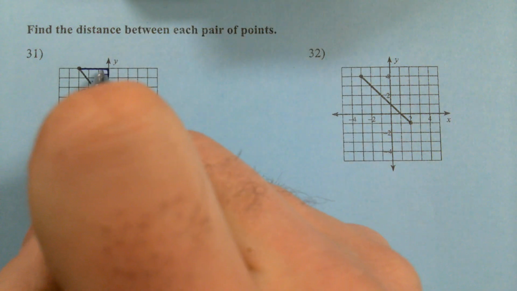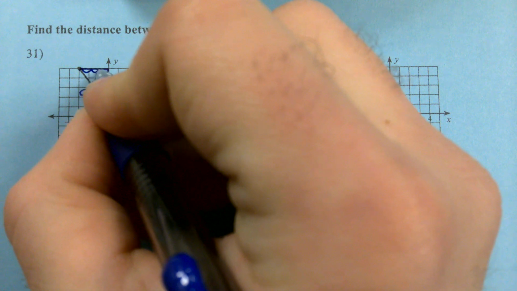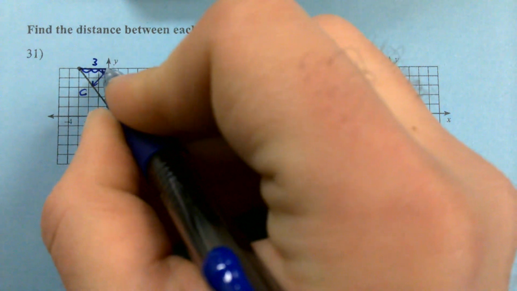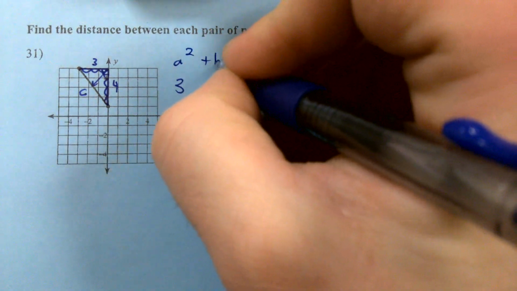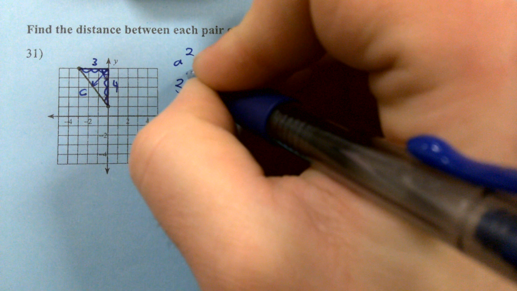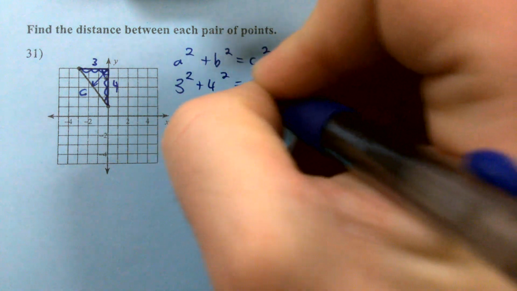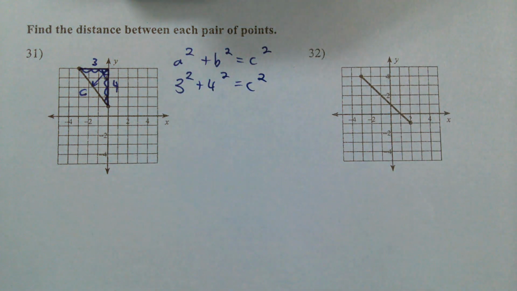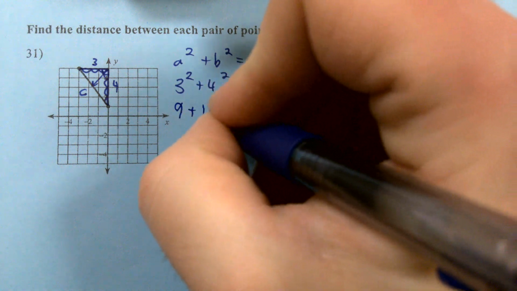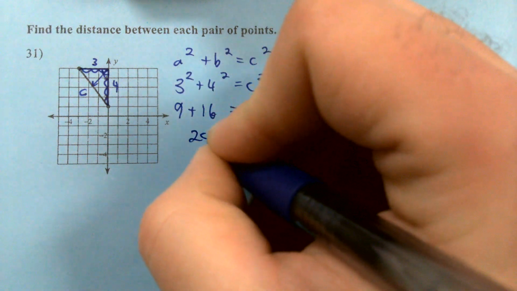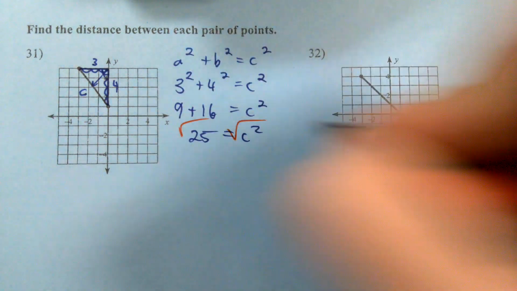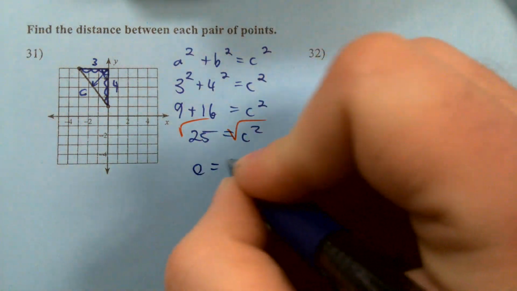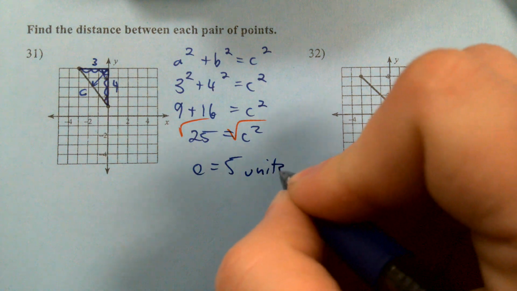Well, how long is this leg? It looks like it's 1, 2, 3 units long. This leg is 1, 2, 3, 4 units long. So we can use a squared plus b squared equals c squared to try and find what c is equal to. We get 9 plus 16 equals c squared, which is 25 equals c squared. And then we take the square root of both sides and get c is equal to 5 units.